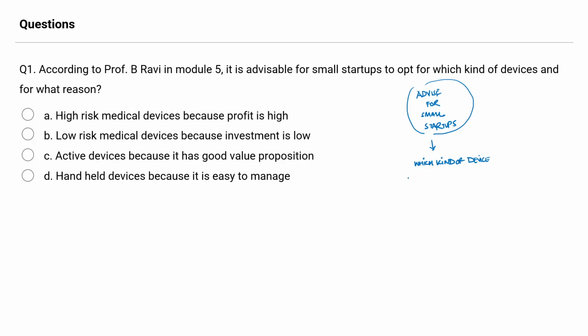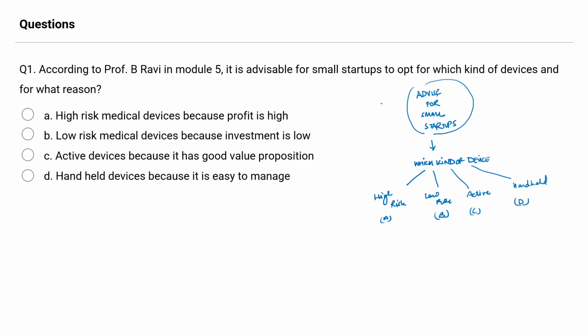So you've got options like high risk, which is option A. You've got low risk, which is option B. And you've got active device, which is option C. And you've got handheld device, which is option D.